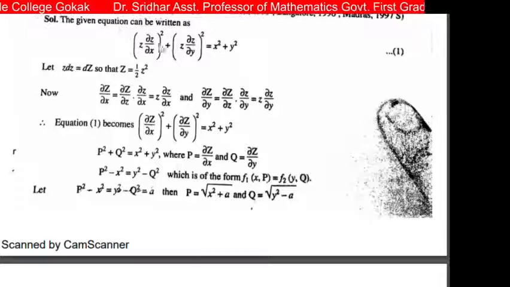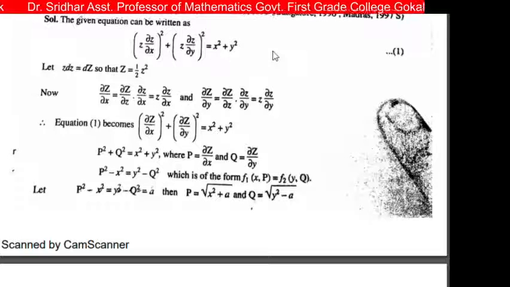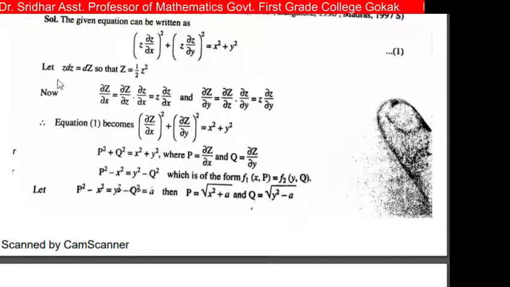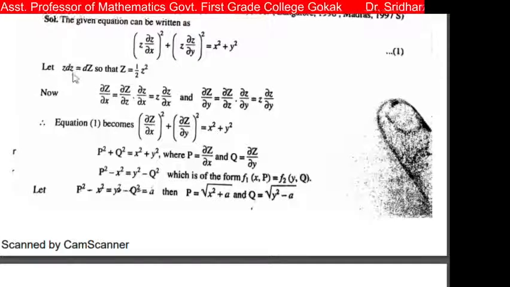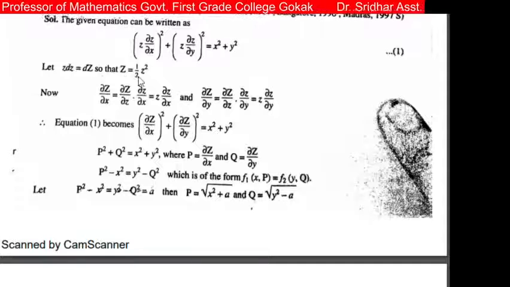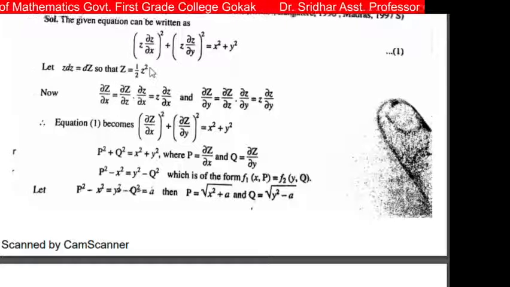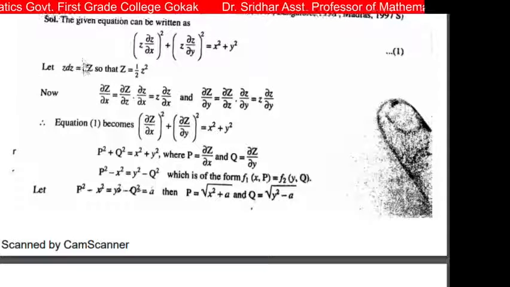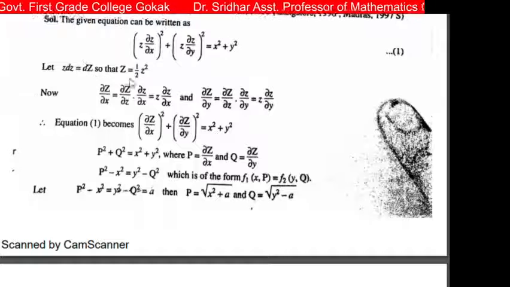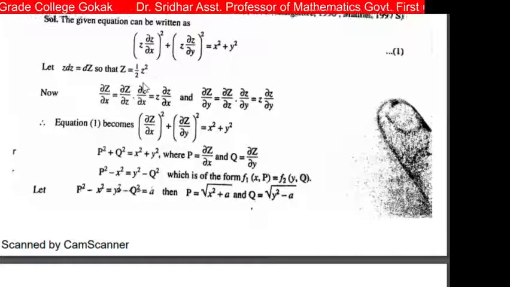So the equation can be written as (z ∂z/∂x)^2 + (z ∂z/∂y)^2 = x^2 + y^2. Now here we make the substitution, let z dz = dZ, so that Z = (1/2) z^2. Because integrating both the sides, the integration of z dz is z^2/2.